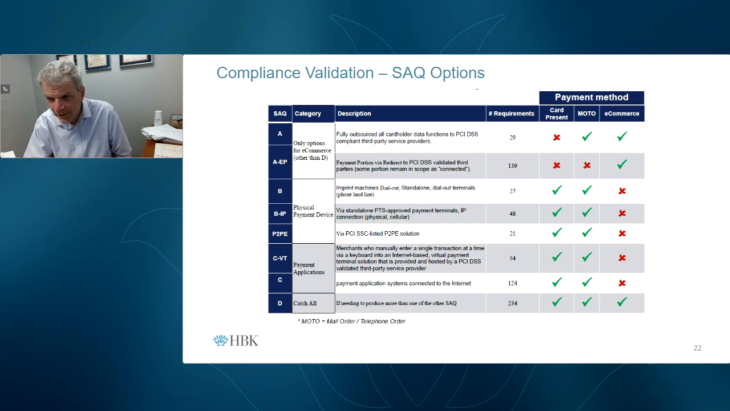So again, there are different requirements based on what type of SAQ you are. If you're fully outsourced, the PCI DSS has only 29 requirements, similar to if you're using one of these point-to-point encryption devices where you don't have to follow a lot. But if you are unlucky enough to fall into a SAQ-D, you have 234 requirements to follow. So it's a big difference if you're point-to-point encryption versus SAQ-D. Those are things you have to keep in mind.